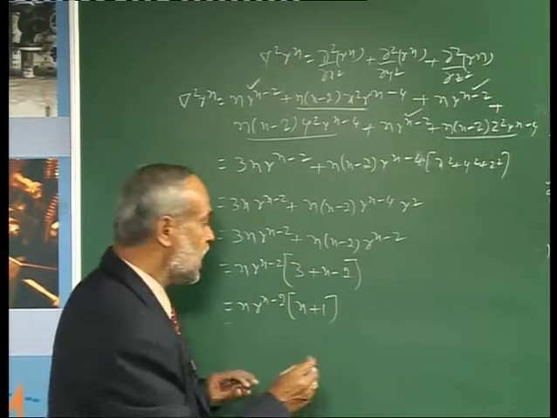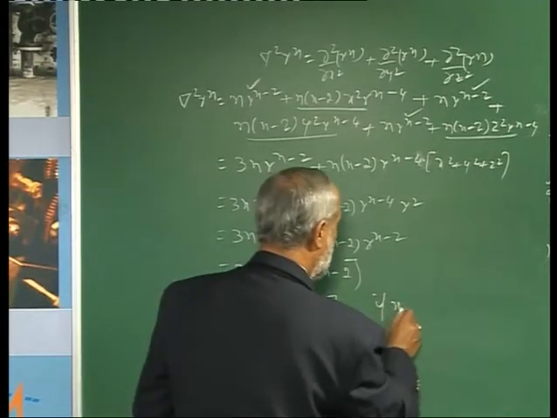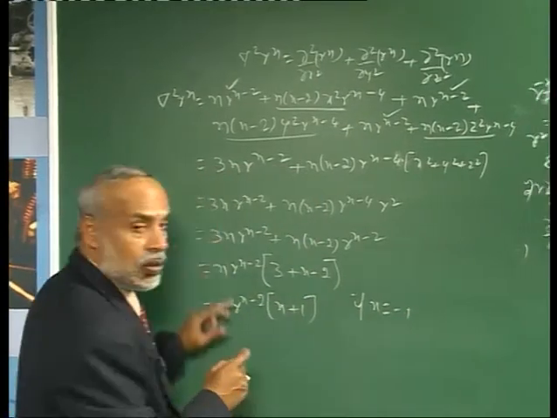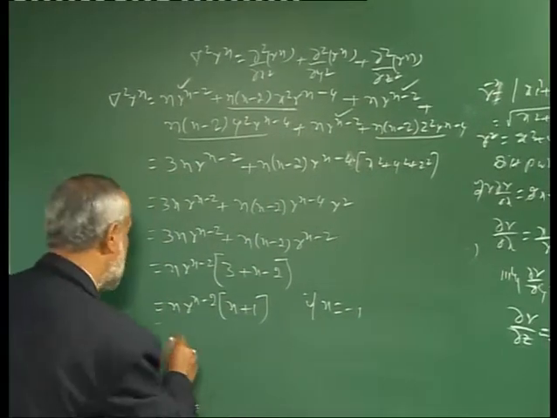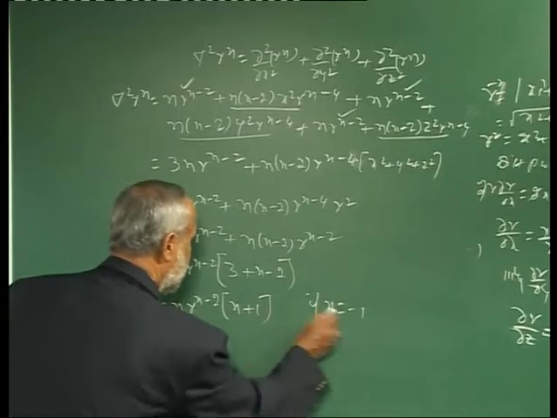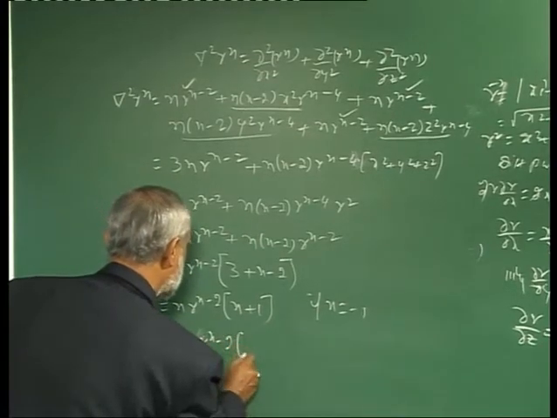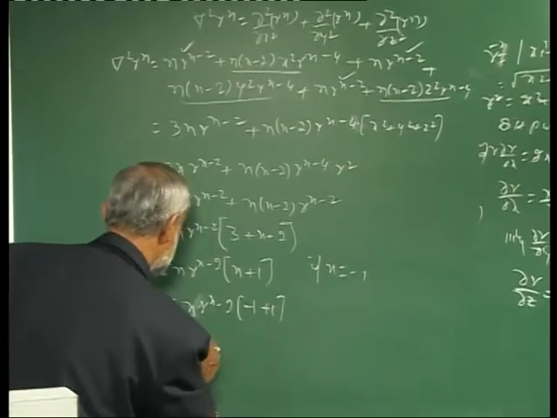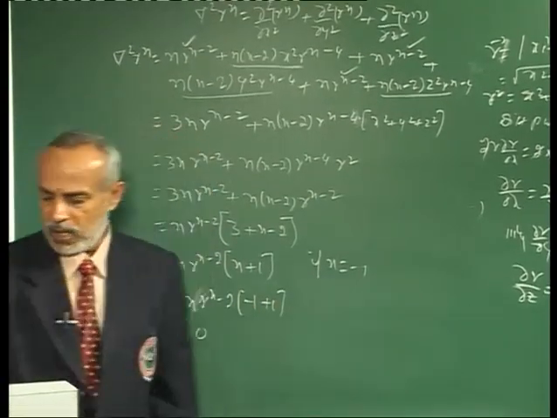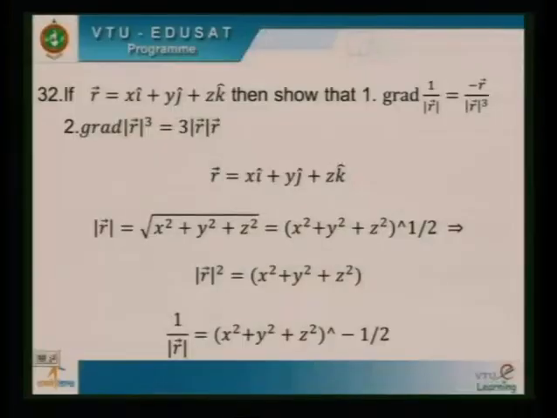The given condition is, if n equal to minus 1, then del squared r to the power of n equal to 0. This is equal to 0 if n equal to minus 1, means n into r to the power of n minus 2, minus 1 plus 1, this is equal to 0. This is the required result.